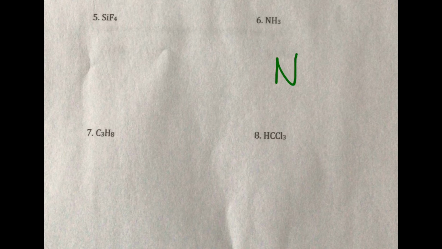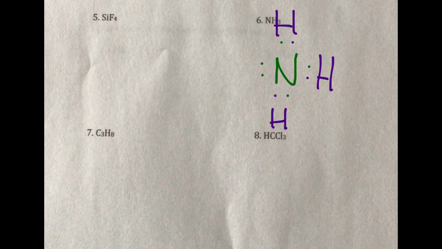So I'm going to put nitrogen in the middle. 1, 2, 3, 4, 5. And then I'm going to start to bond on hydrogens. 1 can go here. 1 can go here. And 1 can go here.